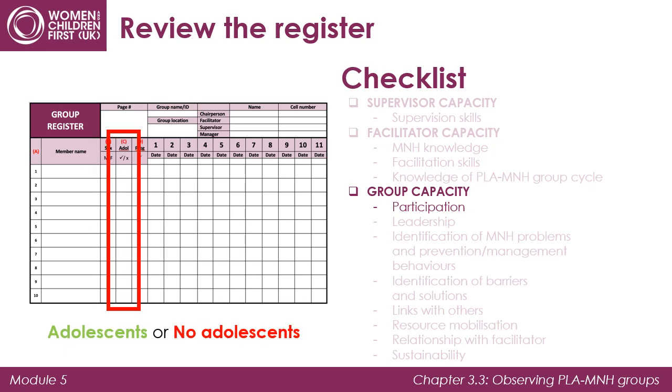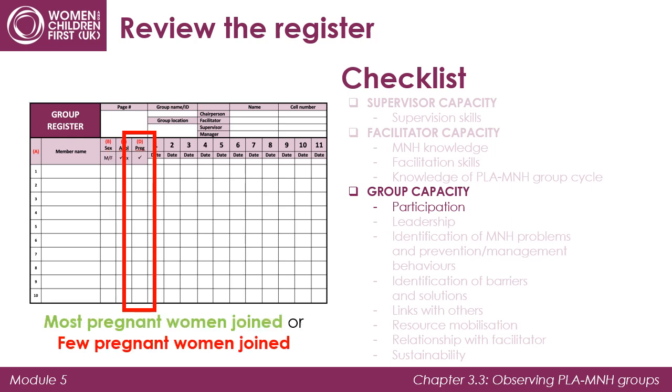The third helpful characteristic to look at in the register is the age of members. Groups with adolescent members tend to be stronger than those with no adolescent members. Through participation in groups, adolescents can gain important knowledge as they prepare for adulthood and future parenthood. In addition, adolescents who already are parents may face unique barriers to good maternal and newborn health, different to barriers faced by adult parents in the community. Information on the age of group members can be accessed from this column in the register.